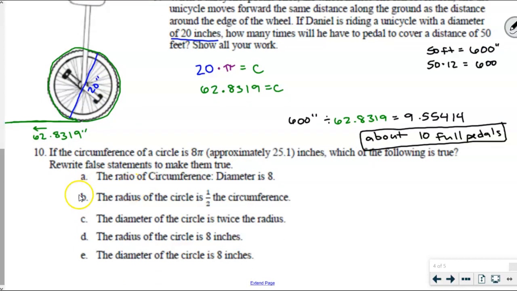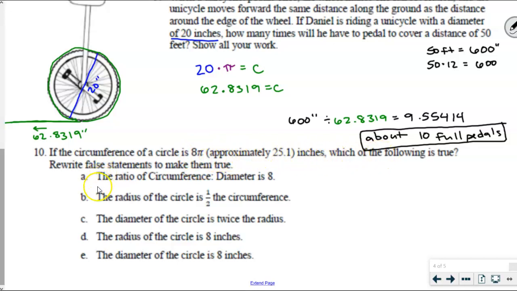Last one here. If the circumference of a circle is 8 pi, so again, I kind of mentioned that you're going to start seeing this. 8 pi is a precise number, and sometimes you're going to see problems where it says the circumference is 8 pi. I know you probably want it to be a number. You probably want to do that multiplication and get an approximation, and that's okay. But keeping it 8 pi keeps it really, really precise. Okay, so keep that in mind. That is approximately 25.1 inches.